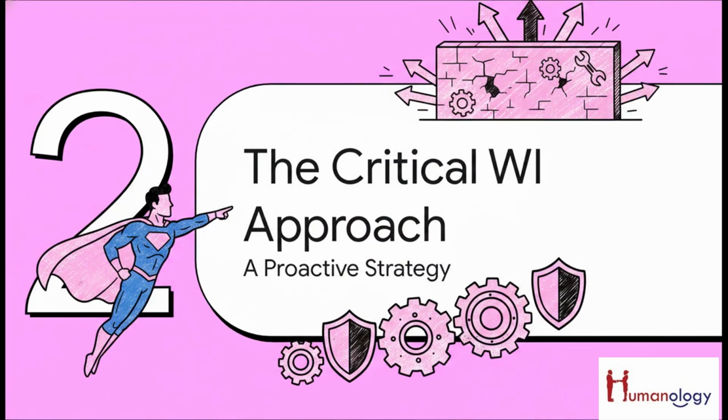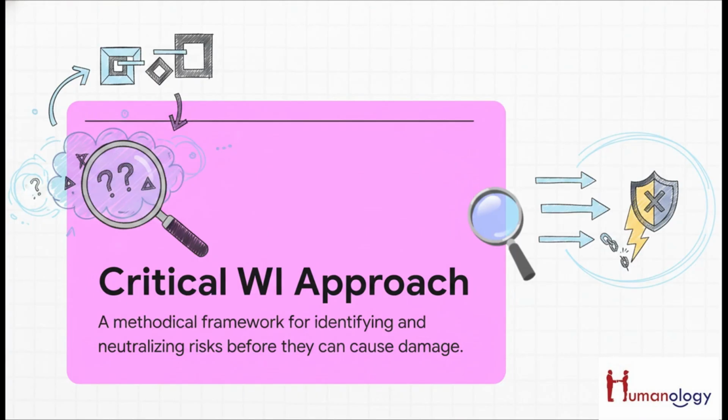Well, this is where our hero of the day comes in, the critical WI approach. And that WI, by the way, stands for weakness identification. This is the proactive strategy designed to find those hidden problems before they find you. So what is it, really? Simply put, it's a methodical framework. It gives you a structured way, a roadmap, if you will, to hunt for those hidden risks we were just talking about, and more importantly, to neutralize them before they can cause any real damage.